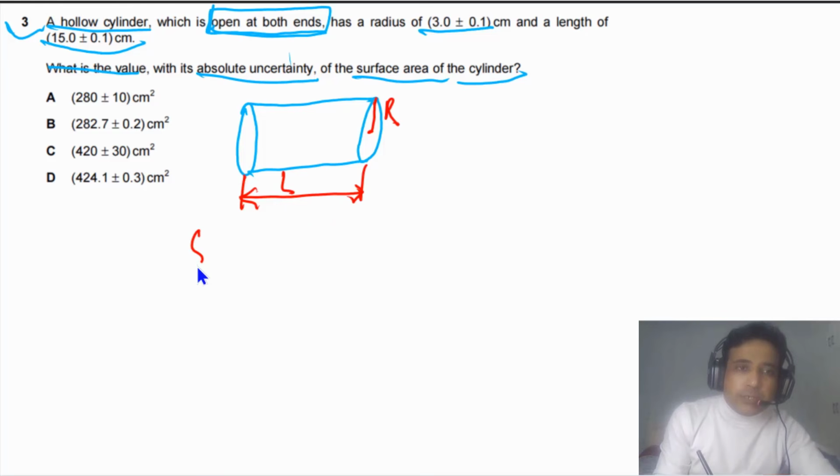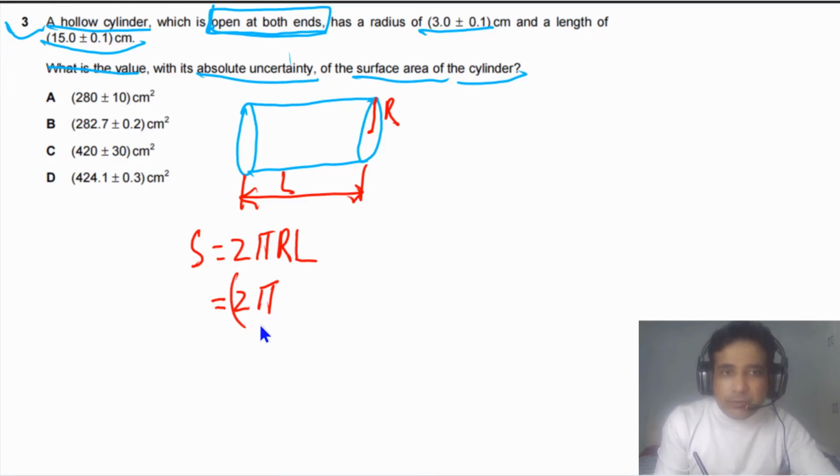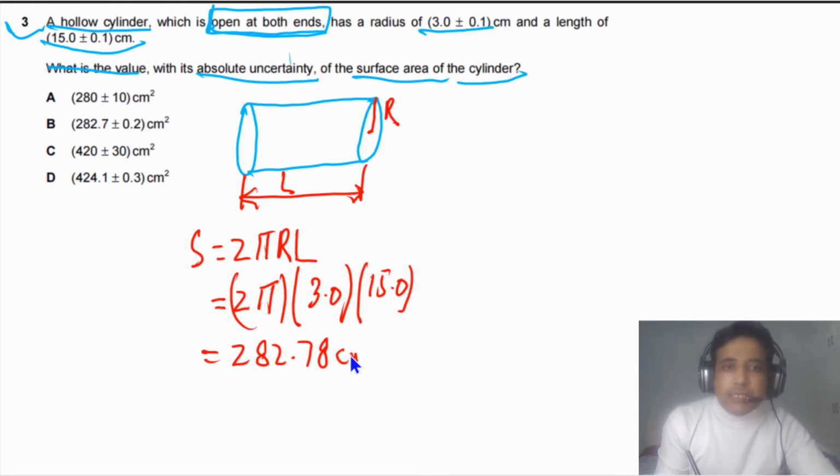Now we need to calculate surface area. Surface area simply will be equal to 2 pi r, which means you will calculate the circumference of this circle and you will add all of them for L times. Simply multiply with L. So this is how we can calculate surface area. Now simply we need to plug in values. We have 2 pi and r is given to us, that is equal to 3.0 centimeters, and L is given, that is equal to 15.0 centimeters. Now if we multiply this, we will get 282.78 centimeter square. So this is the value of surface area.